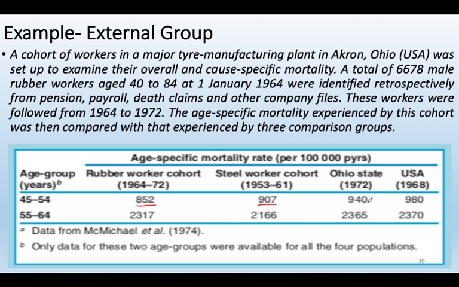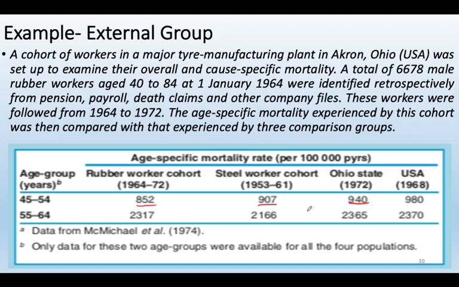Ohio State overall mortality says 940 individuals died. So, based on this assessment, we say that maybe the rubber workers' death rate is much lower at relatively early ages, in the 40s or 50s. But when we compare the rubber workers' cohort data of late 50s or late 60s with the steelworker cohort data, we say that among the old-age individuals who worked in the rubber industry, they die more frequently; their number is higher in the rubber worker industry as compared to steelworkers.